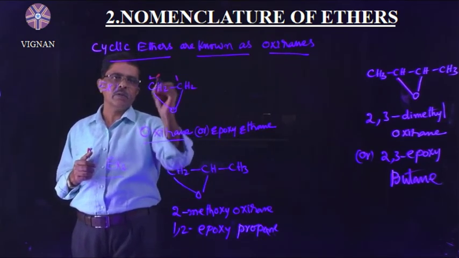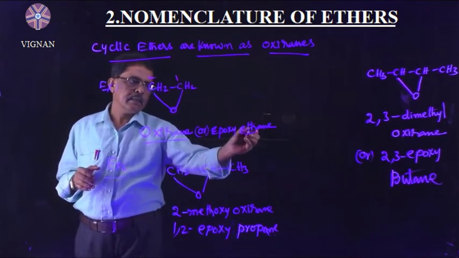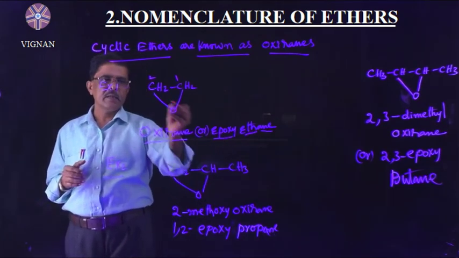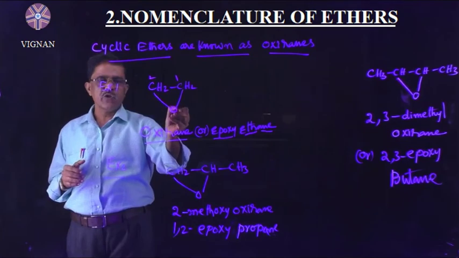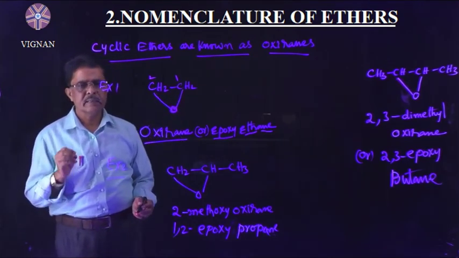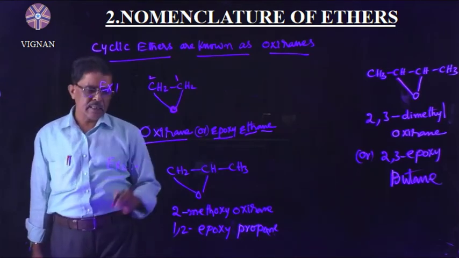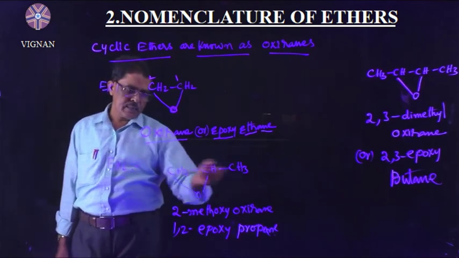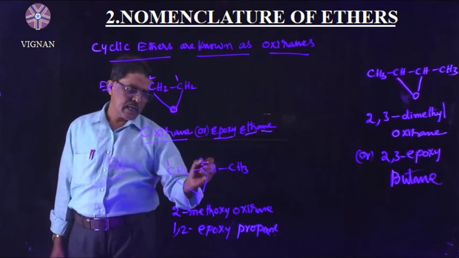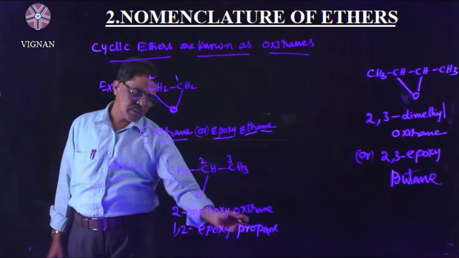Here 1, 2, two carbon atoms are there: eth plus ane, ethane, and epoxy. The oxygen which is joined with the two carbons is called epoxy: epoxyethane. Let us take the second example. The longest chain is numbered 1, 2, 3. Here, 1, 2-epoxypropane.